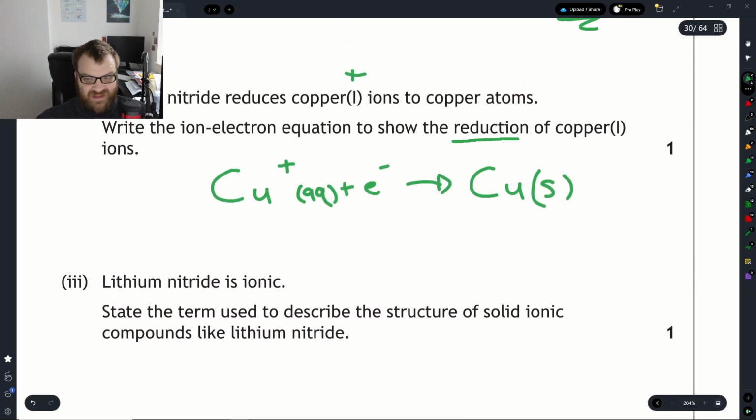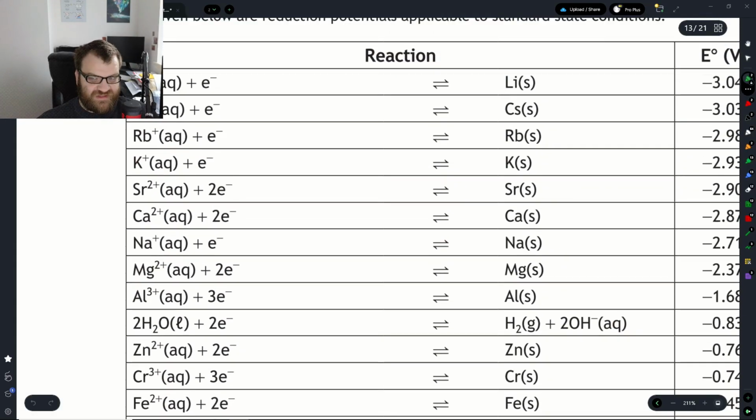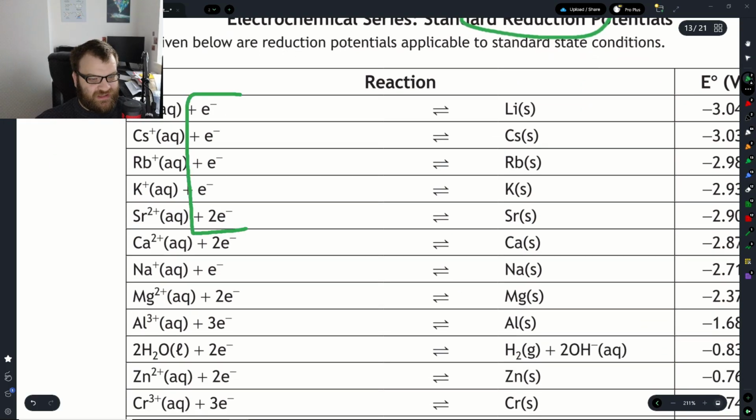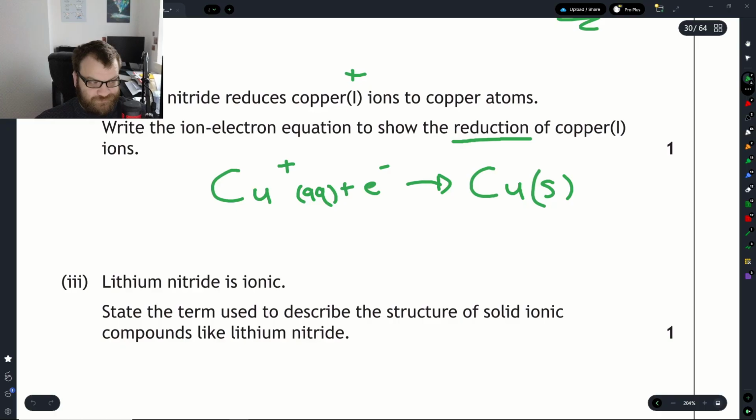We're asked to give a reduction. Another thing that can help is all these equations here are reductions. They all have the electrons on the left hand side. They are gaining electrons. Both of them taken into account, we've got our correct answer here.